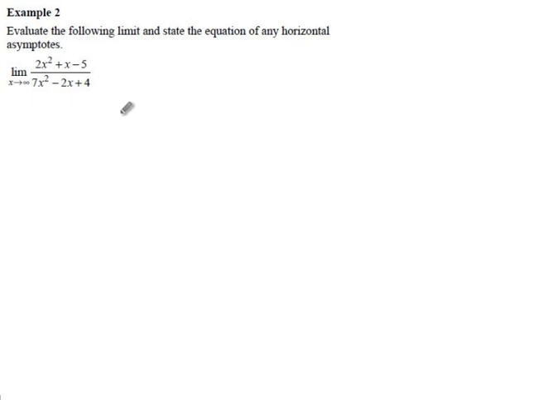Evaluate the following limit and state the equation of any horizontal asymptotes. Okay, well, we've learned exactly one trick, which is that if you do a limit at infinity and it's a number over a power of x, that limit will go to 0.